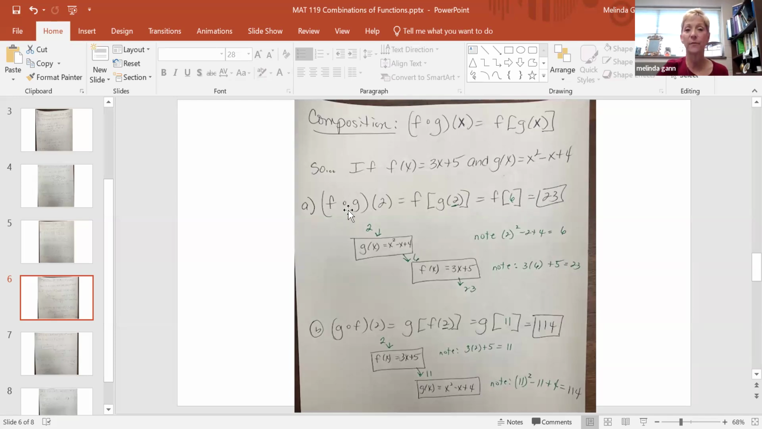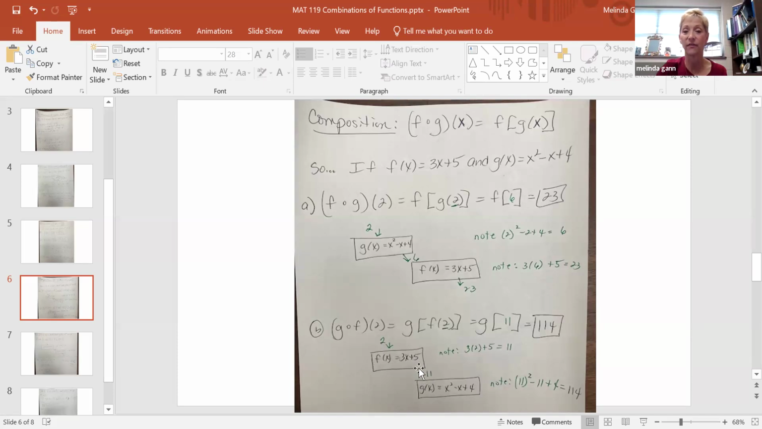Now, instead of doing F composed with G at 2, what if you did G composed with F of 2? Now, remember, you need to write it like this. Remember, G comes first when you write it. F comes second. G at F at 2. But see, you go from inside out. So this time, 2 goes into F first. So I listed the F function first. So 2 goes into F. So what's it going to do? It's going to take that 2 and triple it, and it's going to add 5. So if you take your 2 and you multiply by 3 and you add 5, you get 11.